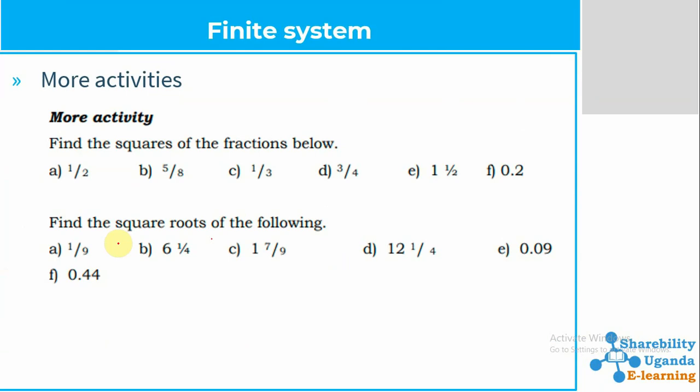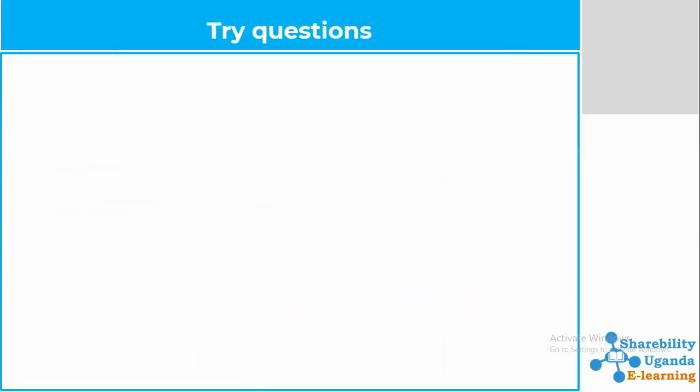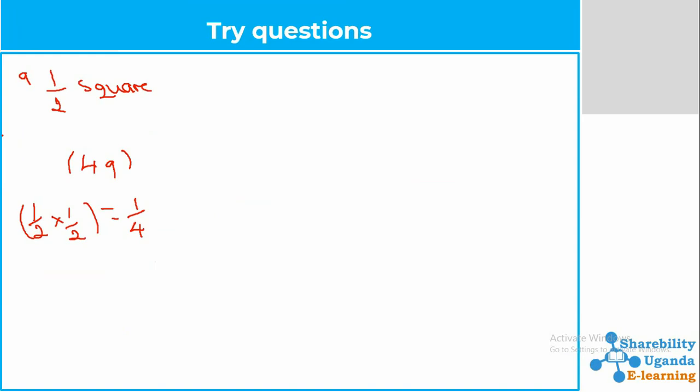Then we go directly to another number which was given. It was 5 out of 8. This is going to be our part B.